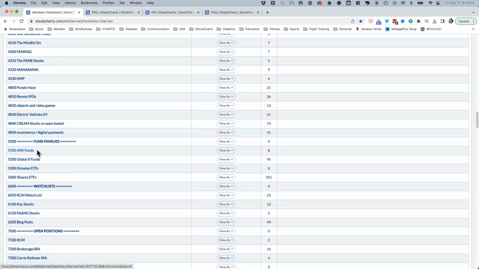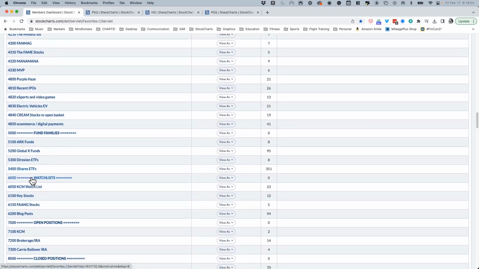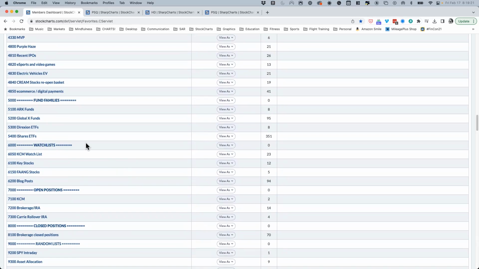So I have the ARK funds as a list and also the iShares ETFs. Those are two that I refer to often. iShares in particular, because it's a pretty diverse list of ETFs that cover a lot of different asset classes and different ideas and different themes. And so looking and reflecting on which ones are stronger and which ones are weaker within a group like that is really, really helpful.